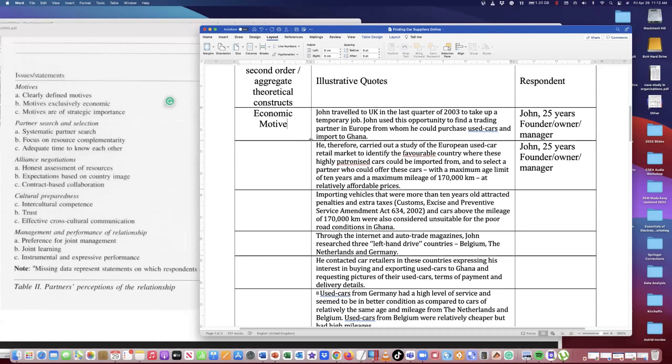Focused on resource complementarity? No, there's nothing about resource here. He is looking for an opportunity to be able to go to Europe so he can look for a partner there. Prof, is it effective cross-cultural communication? No, it has not reached communication. I don't think that one is even here. It's more about motives. Motives of strategy, I think.